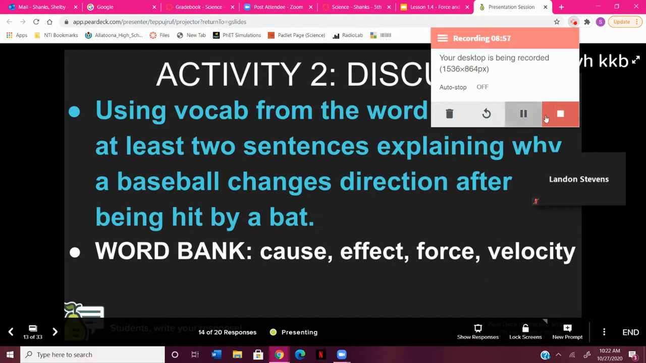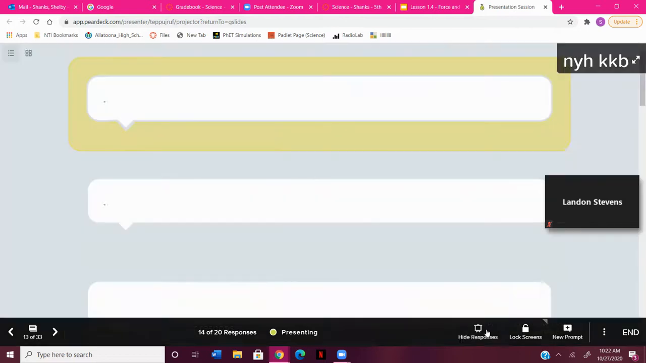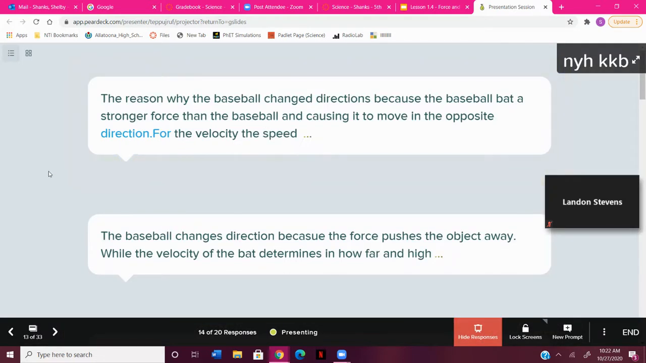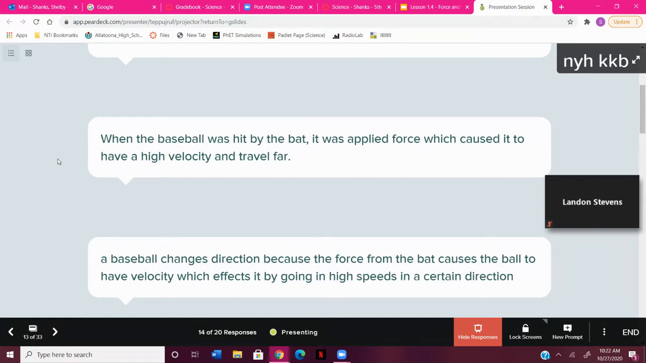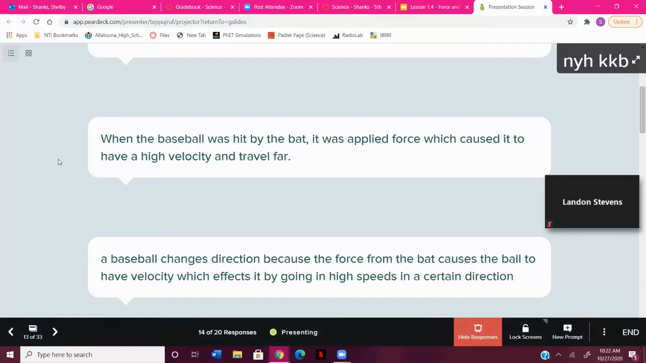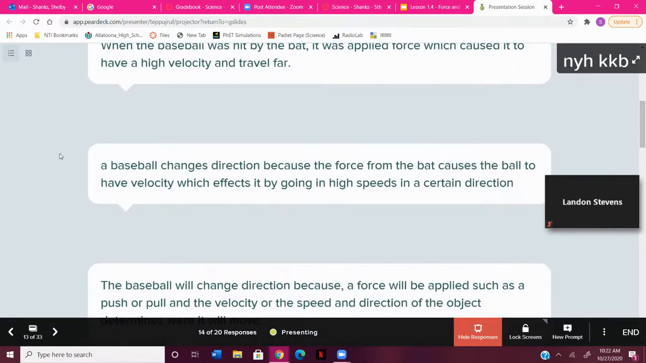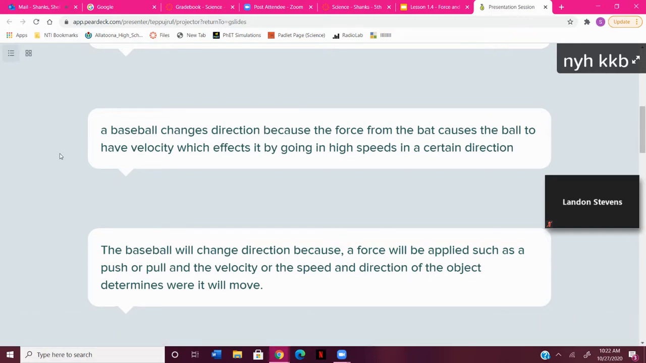All right, I'm going to look at some of the responses. When the baseball was hit by the bat, it applied force, which caused it to have a high velocity and travel far. All right, so a baseball changes direction because the force from the bat causes the ball to have velocity, which affects it by going in high speeds in a certain direction.